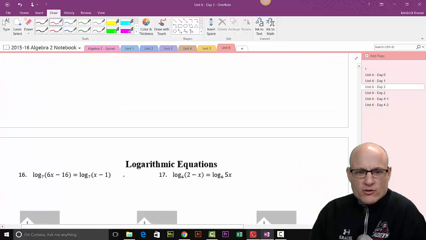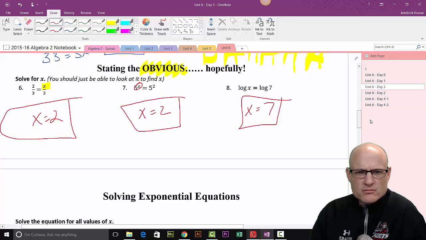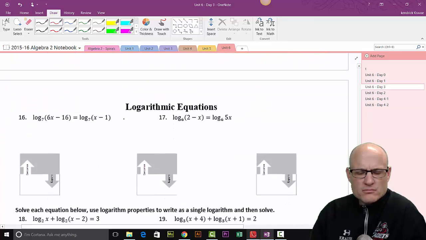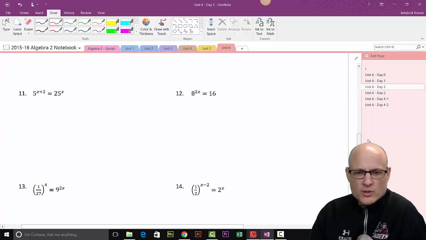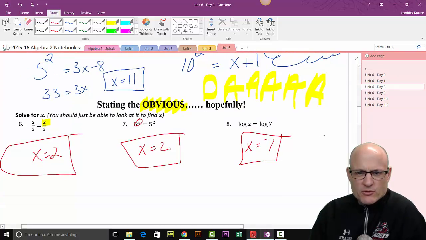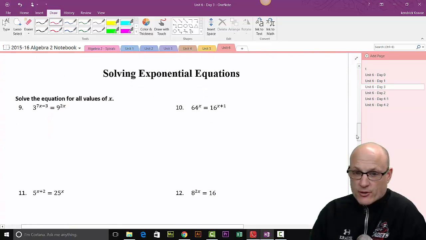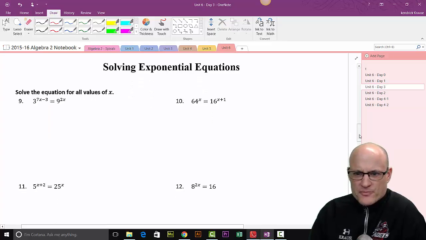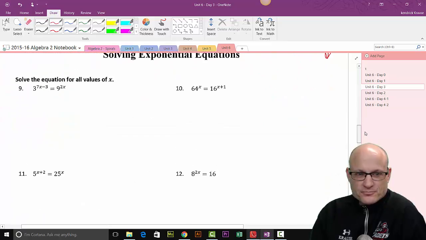Where'd my other easy ones go? Oh, they're down there. Are these out of order? We'll get back to it, I guess. I think this is out of order. They're numbered right, but I know they're out of order, so I'm going to have to remember to do those differently. So this stuff that we just learned that was duh, just remember it, because we're going to use it way down there. So we'll come back to it.